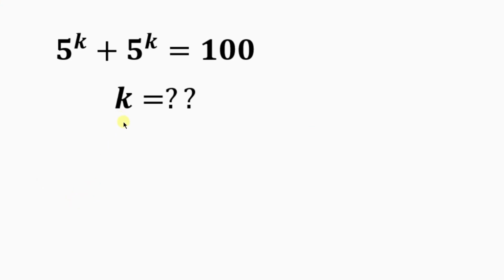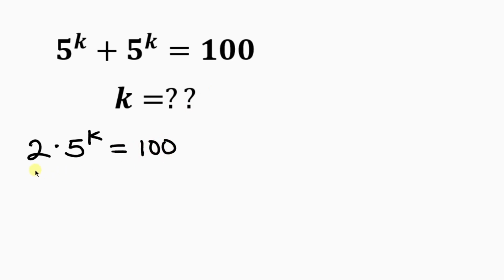In this video, we're going to find the value of k, given that 5 to the power of k plus 5 to the power of k is equal to 100. Our first step is for us to add the left-hand side. 5 to the power k plus 5 to the power k gives 2 of 5 to the power k. And this is equal to the right-hand side, 100.